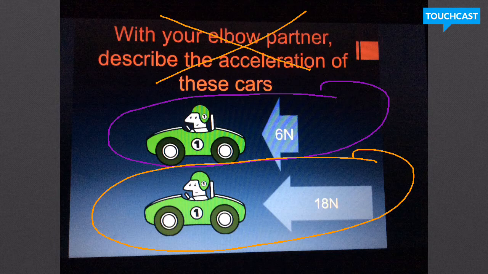Which car is going to accelerate more? That means have a greater speed change. Remember, acceleration is speeding up, slowing down, stopping, or changing directions. So which one is going to have greater acceleration? Well, if you said the orange one, you're absolutely right. Both cars have the exact same mass, same person driving. You're applying more force, and so it's going to be able to speed up at a greater rate than the force that's only giving off 6 newtons.